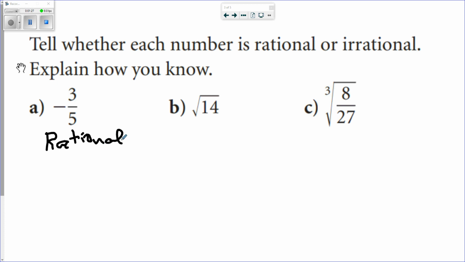Now if we look at part B, the square root of 14, if we grab a calculator and we calculate that, we get 3.74165737, and I'm sure it carries on onwards and upwards. So there's no repetition. We can assume that decimal goes on and on. So the square root of 14 will be irrational.